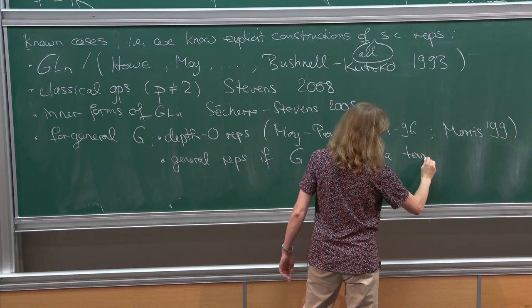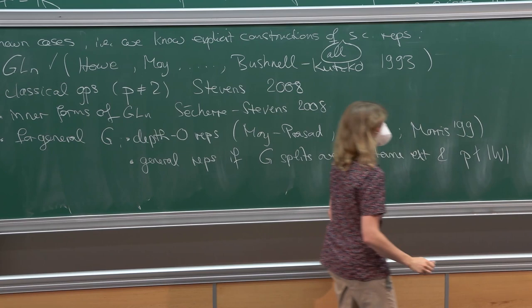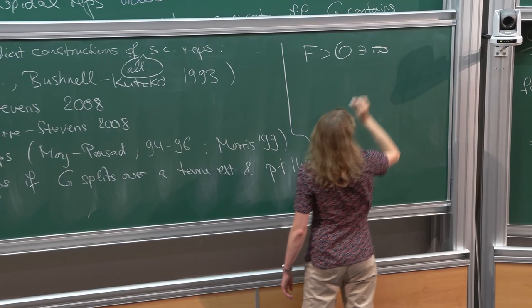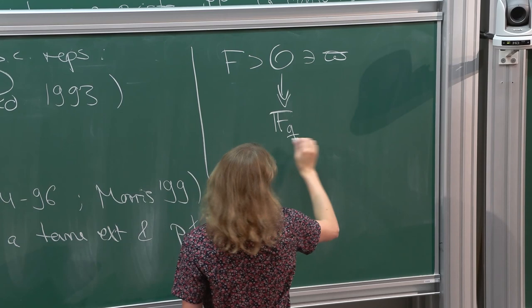and the prime number p, the residue field characteristic. I don't even know if I introduced that, so let me say F is a non-Archimedean local field, so F contains a ring of integers O, contains a uniformizer pi, and the residue field is F_q, and the characteristic of F_q is p.